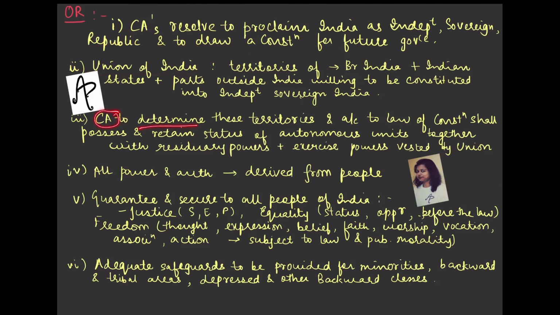Constituent Assembly to determine these territories and according to law of the Constitution shall possess and retain the status of autonomous units. तो Constituent Assembly determine करेगी कि ये सारी territories जो हैं इनको हम हिस्सा मानेंगे या नहीं मानेंगे, and then according to law जो Constitution कहेगा, they will decide कि हम उनको autonomous units का status देंगे, together with the residuary powers. जो उनके अपने powers हैं वो भी उनको मिलेंगे, and also the powers, exercising that power will be vested by the union government. वो सारे power जो है वो grant करेगी.